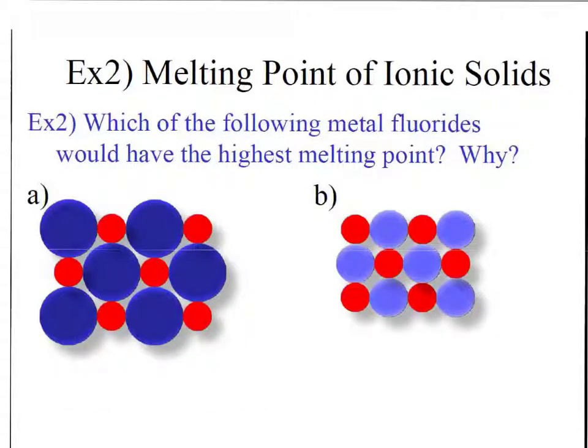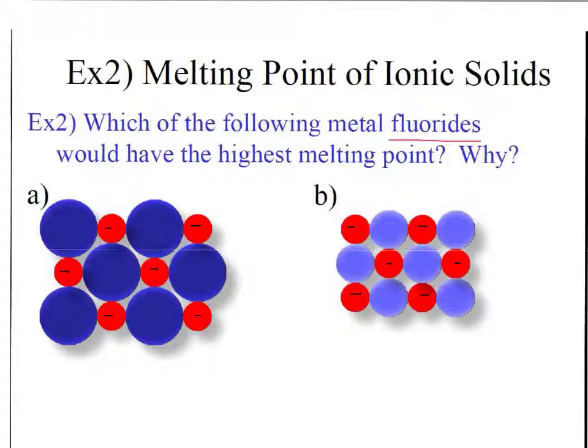All right, so here are two models, and it says, which of the following metal fluorides would have the highest melting point? Well, we don't see any charges on there. So how are we supposed to know if those are +1 or -1 and all of that? Well, it tells us in the question. It says these are metal fluorides. So that means that all of the anions have to be -1. And we can look at both of these, and since both of them are fluorides, they're going to have fluoride in common, so we can assume that all of the red circles are going to be our fluorides with a -1 charge.